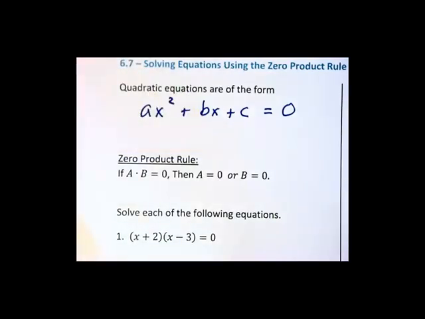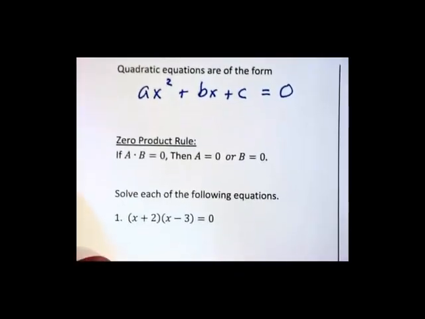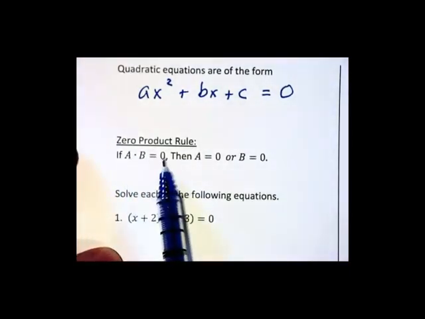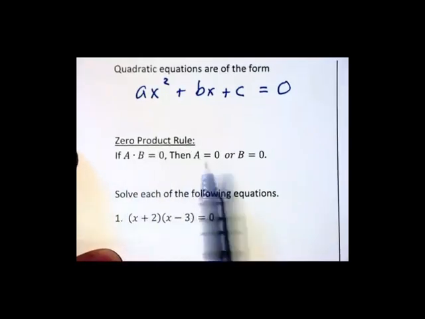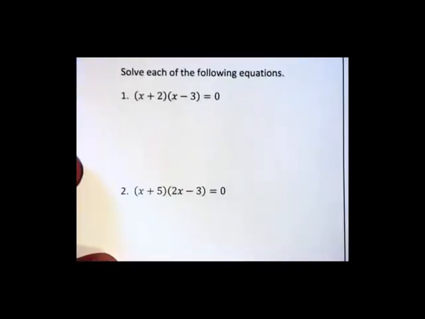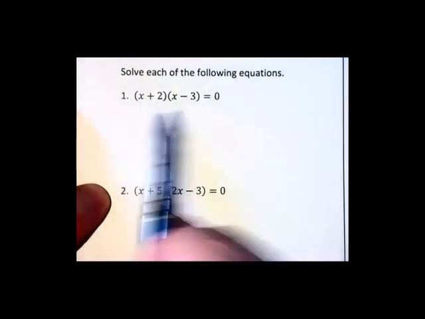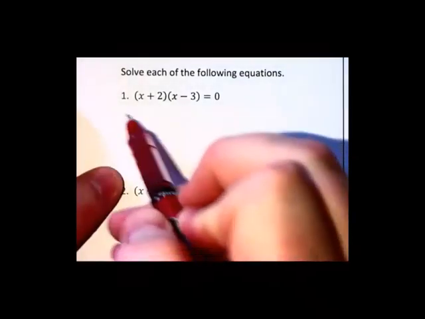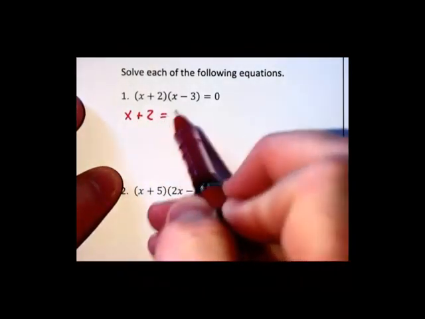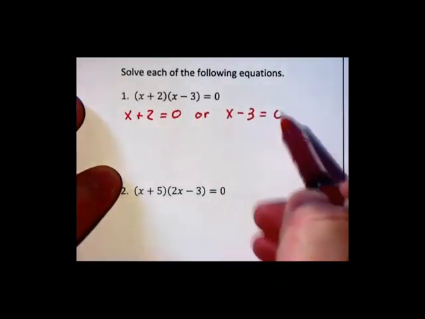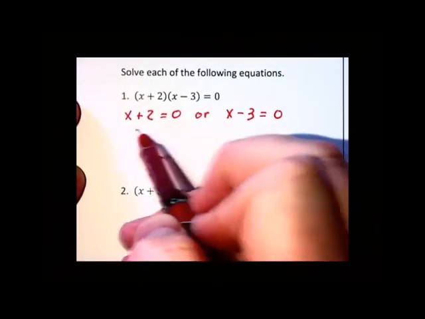Now, we also make use of the zero product rule, which says when you have two numbers multiplying together to make 0, the only way you can create that 0 is if either the a or the b is 0 to begin with, or both. So we begin with this first problem. It says solve this equation, and we have something times something equals 0. And using the zero product rule, either the x plus 2 equals 0, or the x minus 3 equals 0. That gives us two equations to solve.